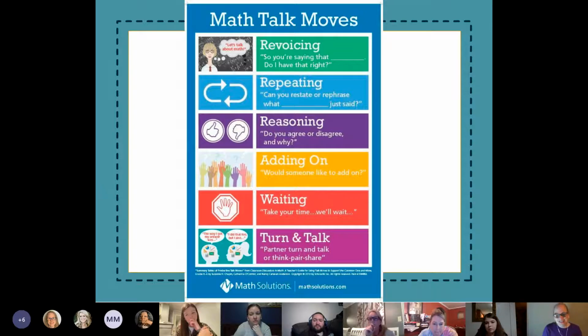Okay. The next talk move is called waiting. And it's wait time, and you probably already do that. That's when you just say, take your time, we're going to wait, right? And it's really not talking, it's just waiting, but it gives kids time to think. The last talk move is called turn and talk, and it's also called think, pair, share. I love this strategy in a face-to-face class. I'll be honest, it's really hard to enact in a virtual number talk because you can't really turn to one person and talk. So sometimes I might have you share your thinking in the chat, but it's really hard to use this talk move virtually.